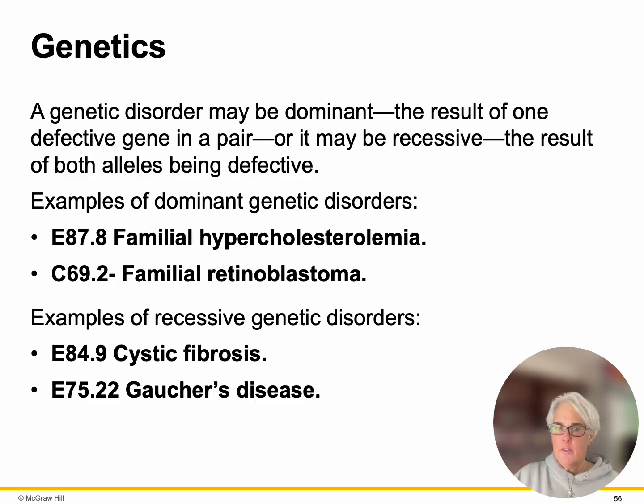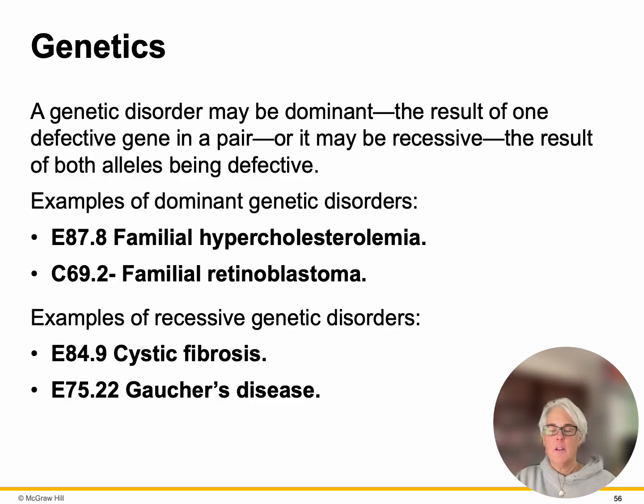So let's talk about genetics for a sec. In a dominant disorder, one altered gene is enough to cause the condition. In a recessive disorder, the child needs two altered genes. Examples of a dominant disorder include familial hypercholesterolemia and familial retinoblastoma. Recessive disorders include cystic fibrosis and Gaucher's disease.